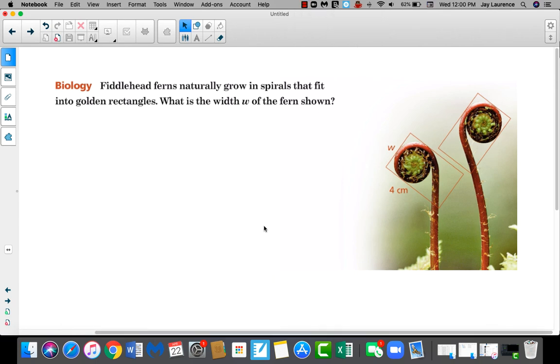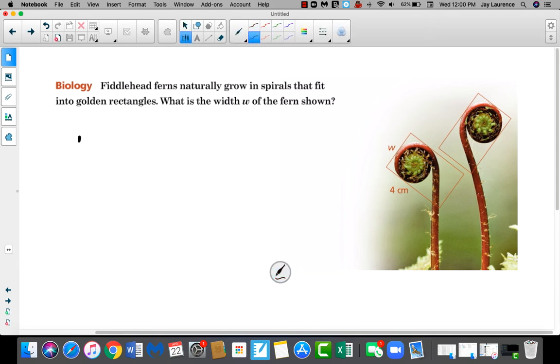Okay, sorry about that. I just wanted to check something. So I'm going to set up a proportion. I'm going to start with W over 4. I misspoke there. It's 4 over W, and that's got to equal the golden ratio. And I'm going to use the golden ratio as 1 plus the square root of 5 over 2.